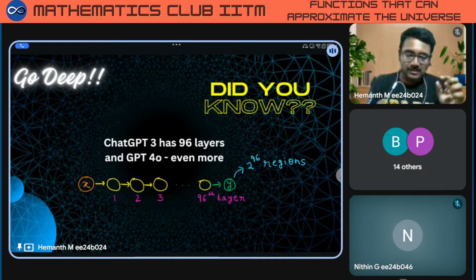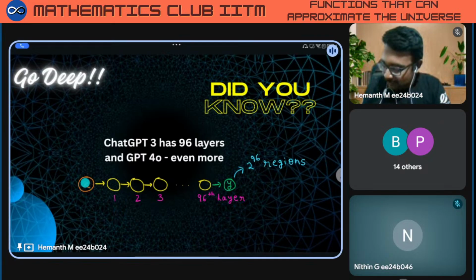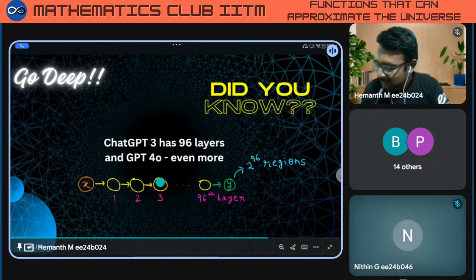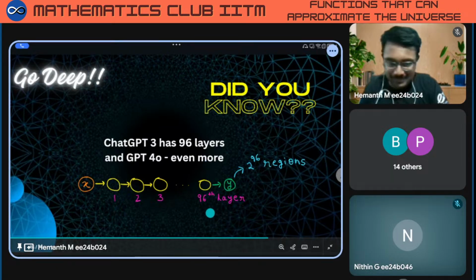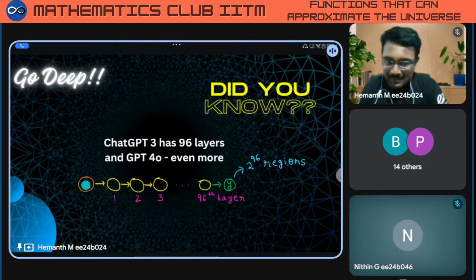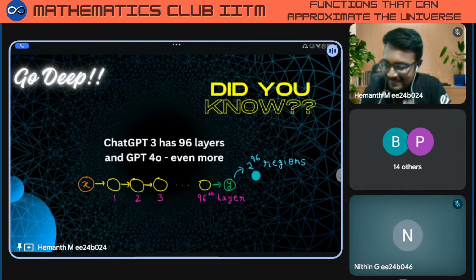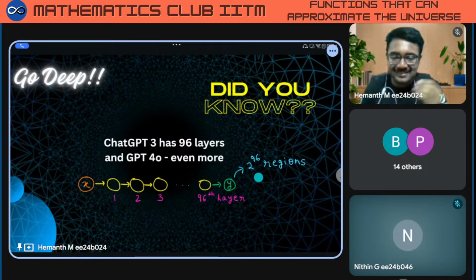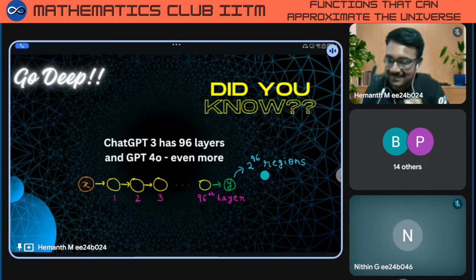Now, just imagine you have just one number input X, and assume that each layer has just one perceptron. For now, assume there's just one perceptron in this layer, one perceptron in this layer, one perceptron in this, and so on. You have 96 such perceptrons. Now this output can divide this input space into 2 power 96 regions. Just think how incredible this is. Meaning, if I just stack perceptrons one after the other, just 96 perceptrons are enough for me to divide this input space into 2 power 96 regions. That is such a huge number. Oh my god.